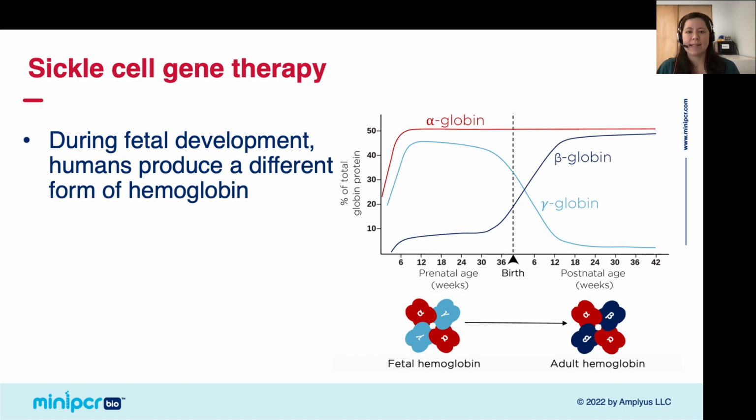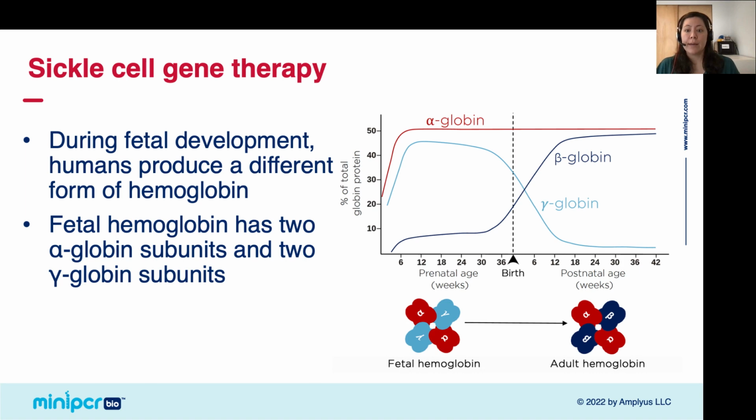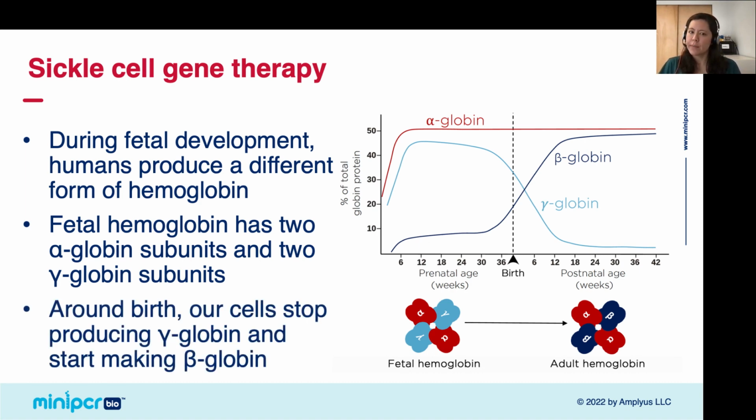To understand this sickle cell gene therapy treatment, I need to tell you a little bit more about hemoglobin. Interestingly, during fetal development, we produce a different form of hemoglobin called fetal hemoglobin. Fetal hemoglobin has 2 alpha globin subunits, but instead of beta globin, it has 2 gamma globin subunits. Beta globin and gamma globin are functionally quite similar. Around birth, a genetic switch flips and our cells stop making gamma globin and start making beta globin.